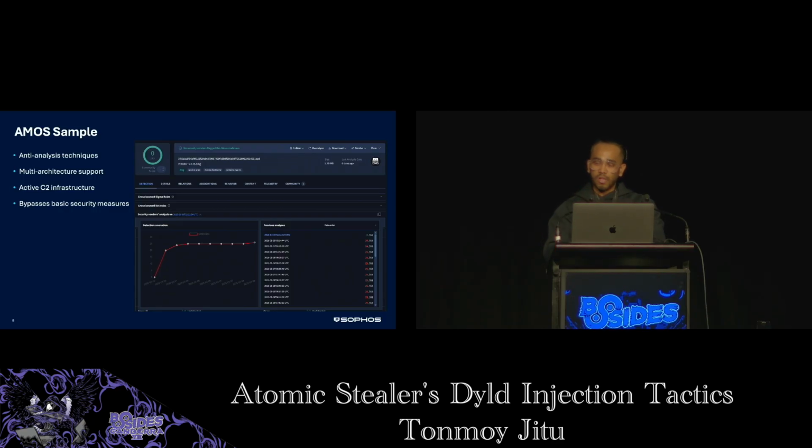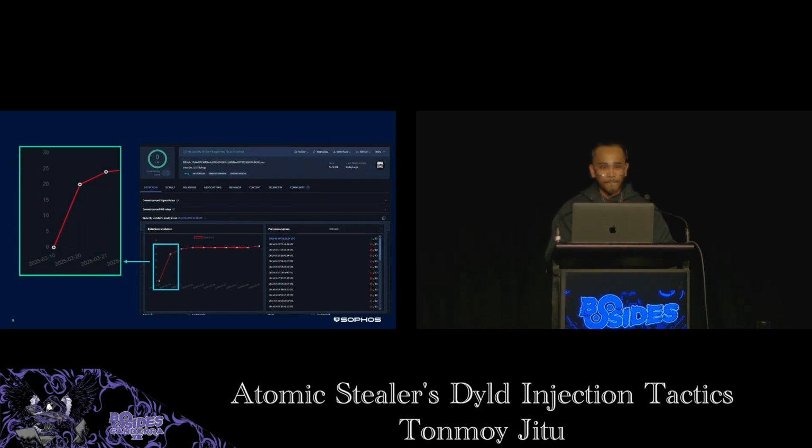For this presentation, I'm going to talk about this specific AMOS sample, which was first submitted to VirusTotal on the 3rd of March, the day I started reversing the binary and working on it. Why this is important is that this specific sample uses anti-analysis techniques. It also has multi-architecture support, active infrastructure, and bypasses basic security measures.